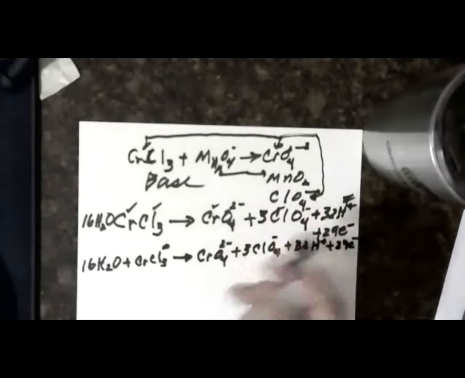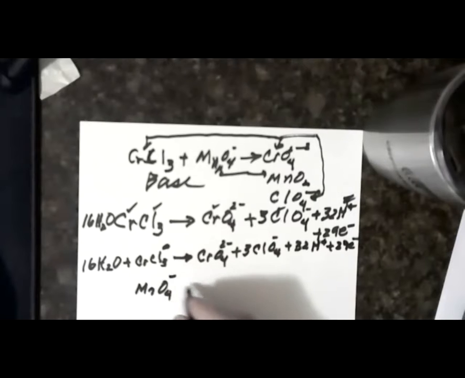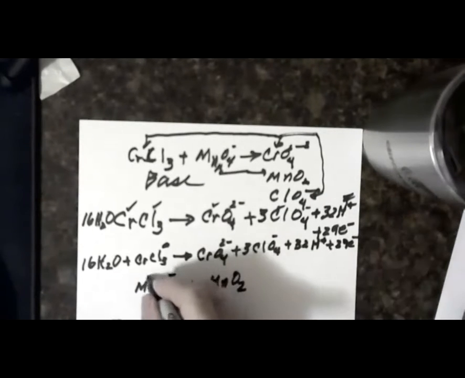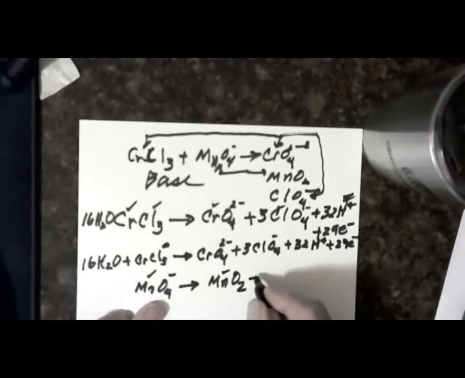Now let's do the permanganate to manganese 4 oxide. So we get MnO4 minus going to MnO2, and manganese is balanced. 4 oxygens here and 2 there, so I need 2 waters here.